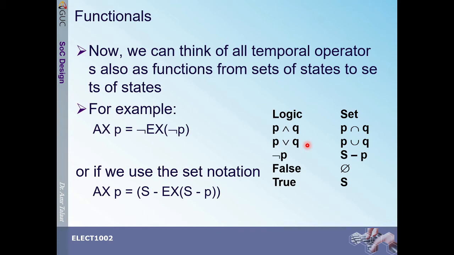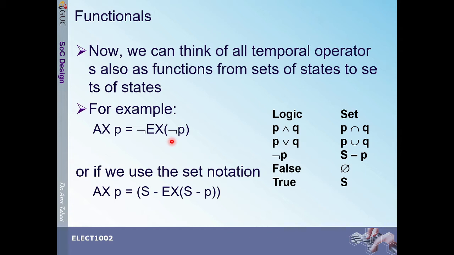There is one operation I want you to remember. Please remember this by heart. AX of B is equal to not EX of not B. If I want to say I'm true now, this means that next time, EX, I don't have not B. Not B next time is not true, which means that next time B will be true, next time B will be true, and so on. So AX of B is equal to not EX of not B.